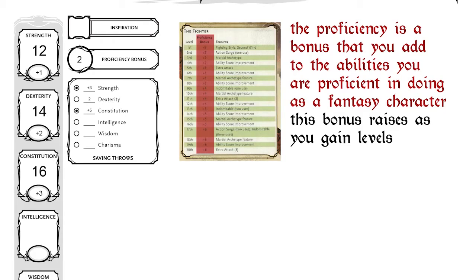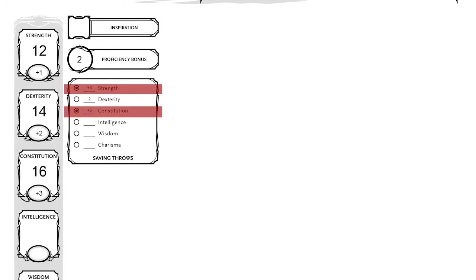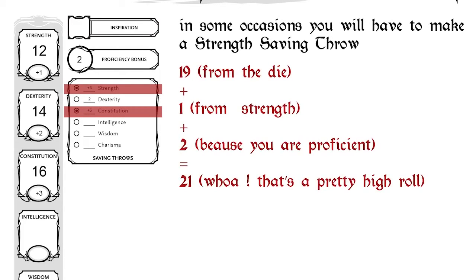That's it. If you're proficient in something, that just means that you get to circle that one thing out, and at all times your proficiency bonus gets to interact with that thing that you circled. So for example, if you are proficient in strength saving throws, then that means that whatever you roll on the dice, whether it's a 2 or a 19, then you get to add your strength modifier, which again, for the sake of that example, is a 12, which gives you a +1 modifier, and then you get to add your proficiency. But if you're not proficient in dexterity saving throws, then you only get to add your dexterity modifier.